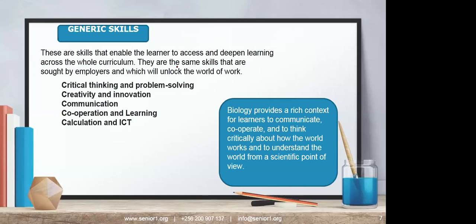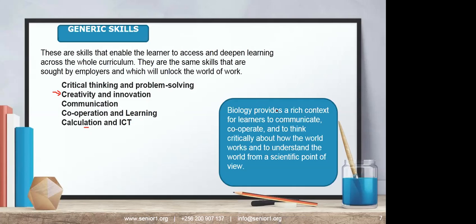So this curriculum is supposed to unlock the world of work, whereby you who is going to be employed, you can become a critical thinker and problem solver. You can become creative. Like I give you a scenario and you think for yourself. You can then communicate. You can cooperate with your fellows and you learn even when you're carrying out a certain activity. Then we can use calculations in form of tables, in form of data, and also using ICT. ICT, that is computer. This is a world of computer now.